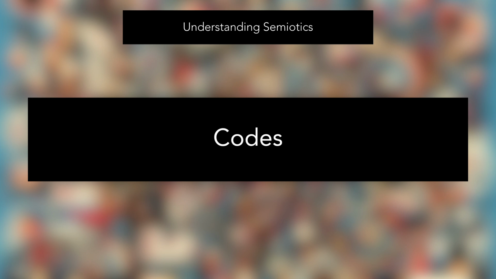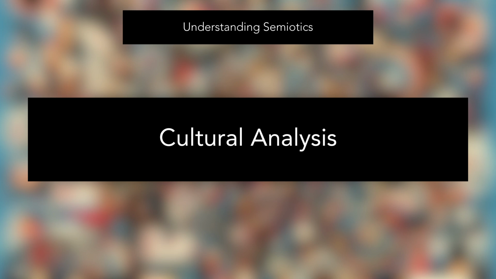Codes are systems of signs that are used to encode and decode meaning, such as language, fashion, or body language. Understanding a code is essential for interpreting the meanings of signs within a particular cultural or social context. Semiotics offers tools for analyzing cultural texts and practices, revealing how meanings are constructed and communicated in different societies.